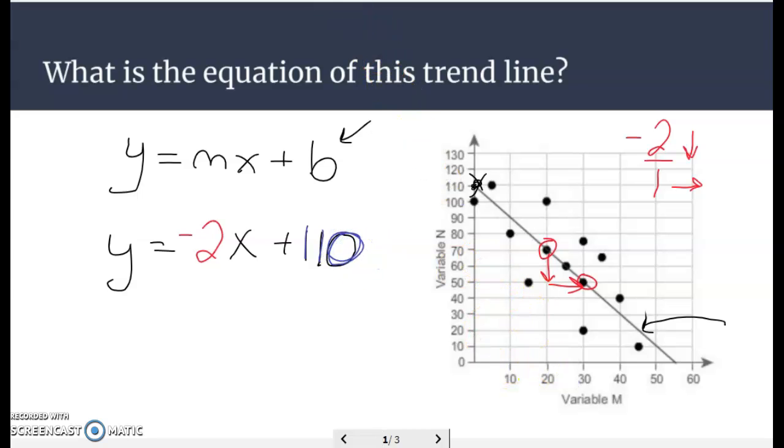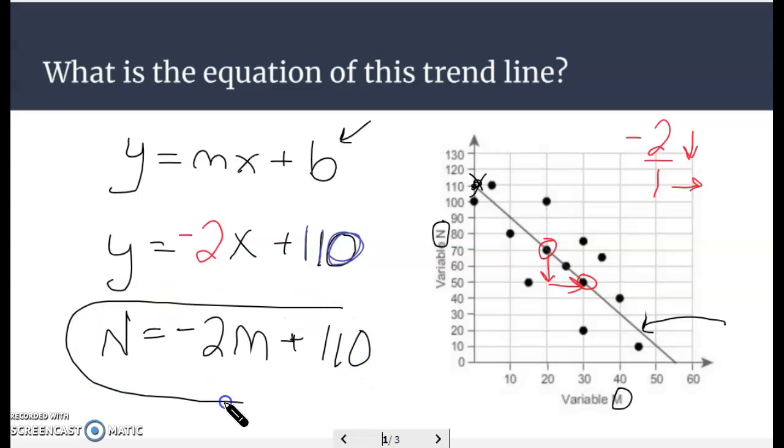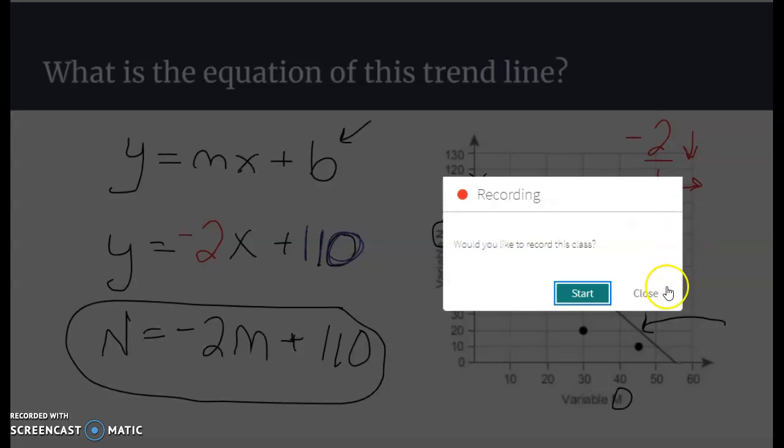Now, something else to note, this equation can actually be written in terms of n and m variables. So we could say n equals -2m plus 110. And that's the equation of the trend line through this data.